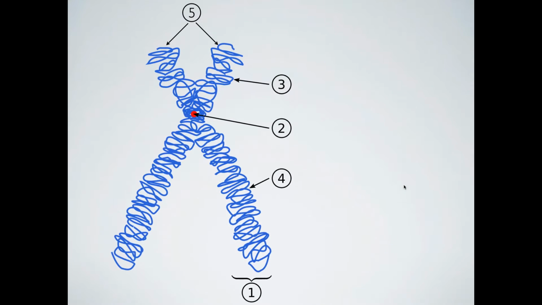So, what are we going to label? Please draw these weird little squiggly bits like this. And there are 5 main parts. 1, this would be your telomere here at the end. 2, that is your centromere right there in the center, that little red thing.